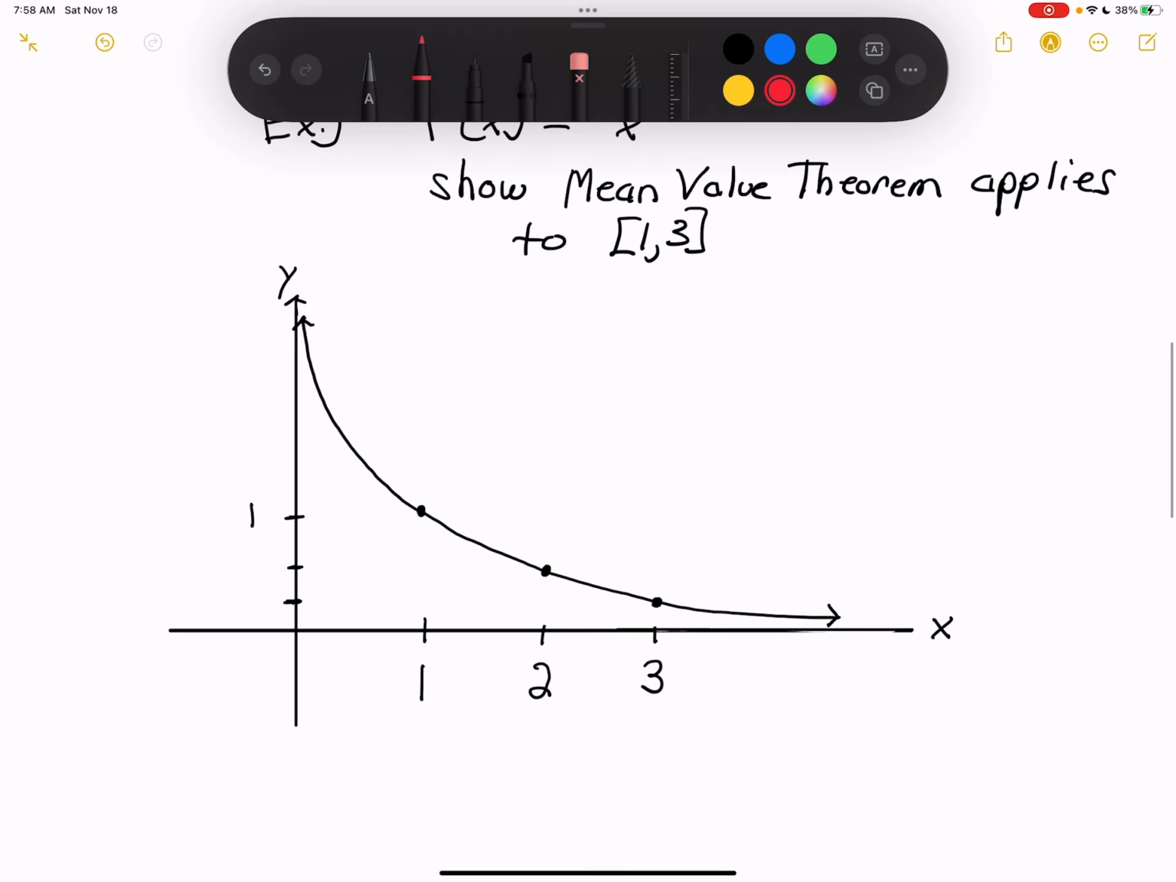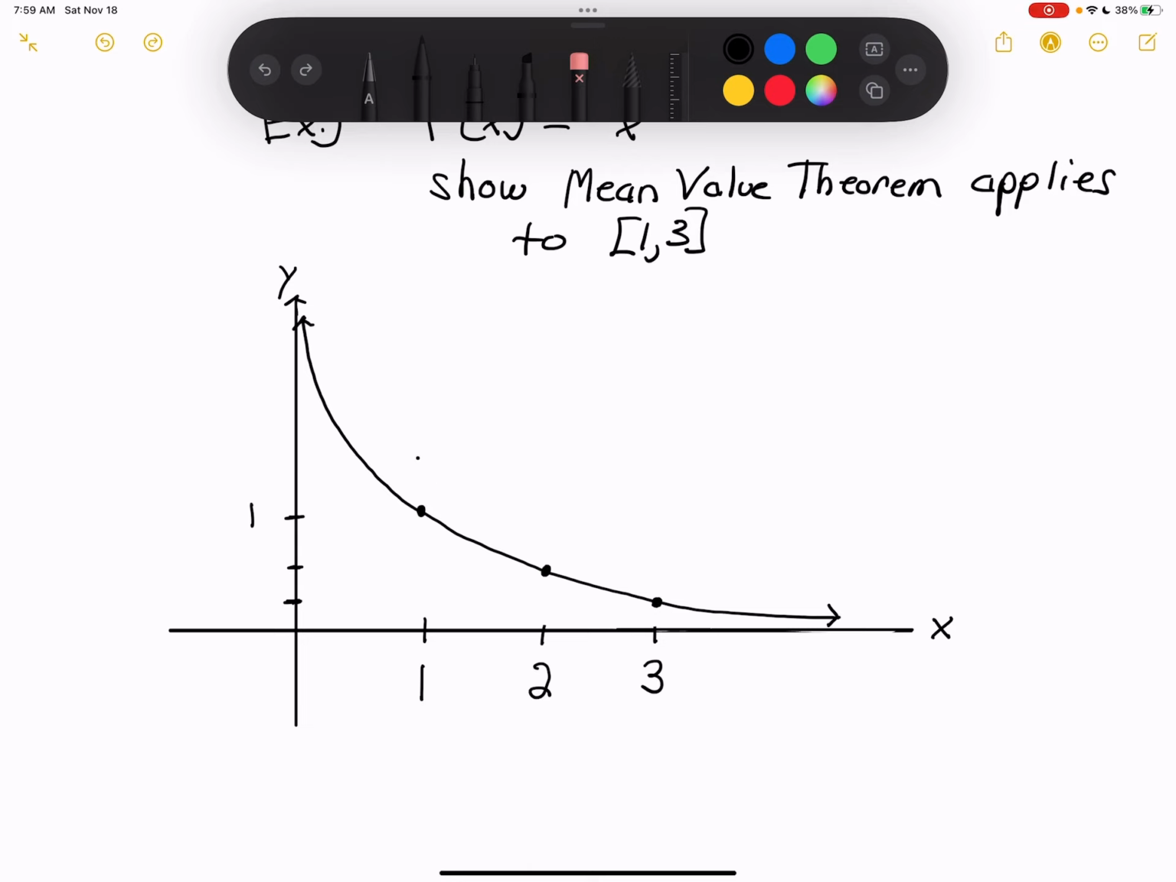Well, certainly seems that way. It's certainly continuous from 1 to 3. And there's no kinks or anything like that, so it's definitely differentiable as well. So therefore, I know that the mean value theorem does apply. And I also know that if I drew a secant line connecting the two endpoints of the interval, I'll just mark them here.